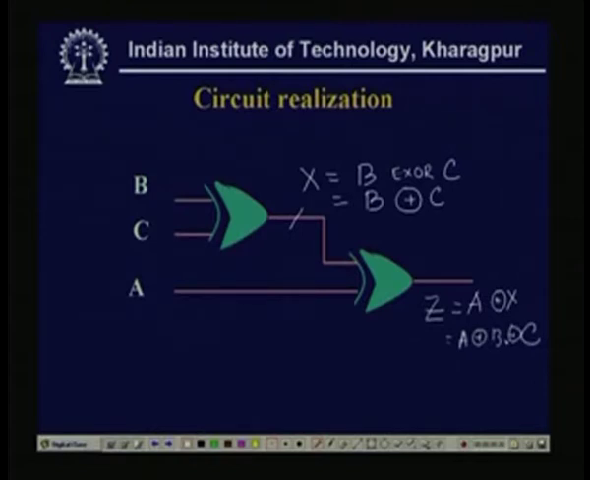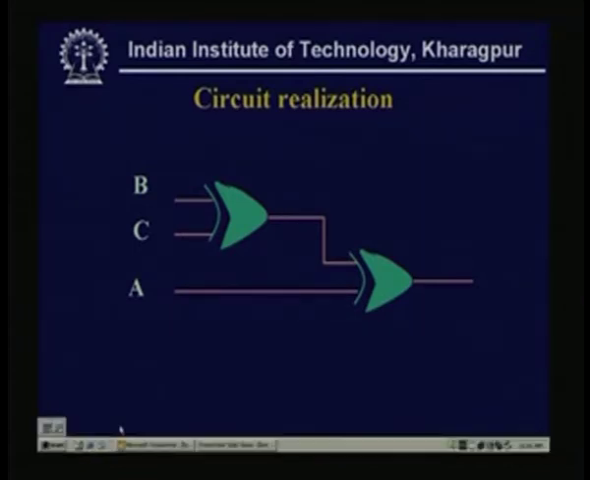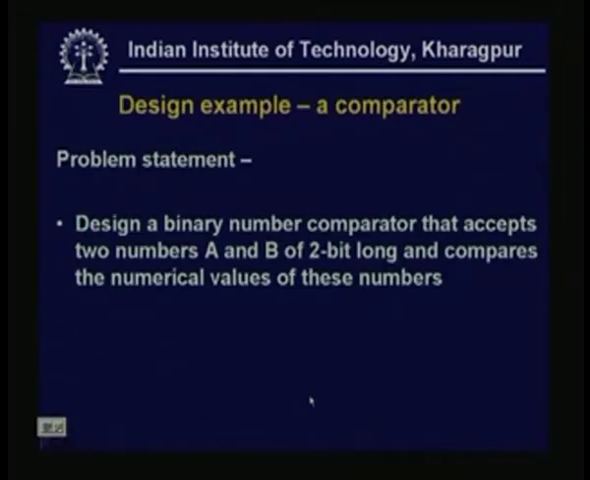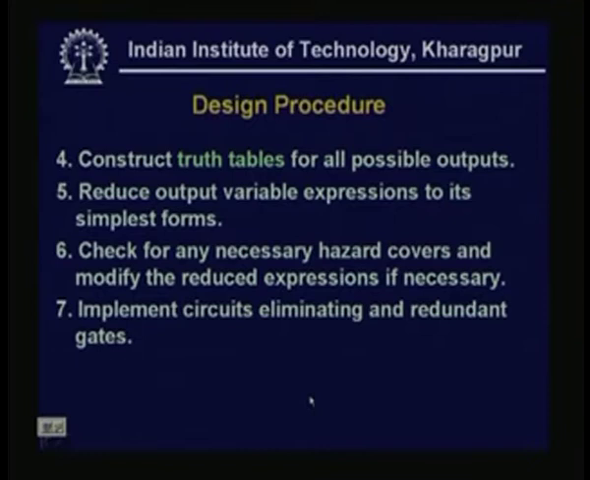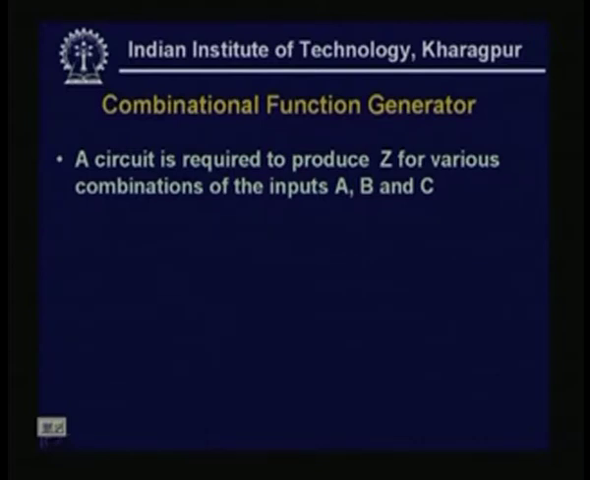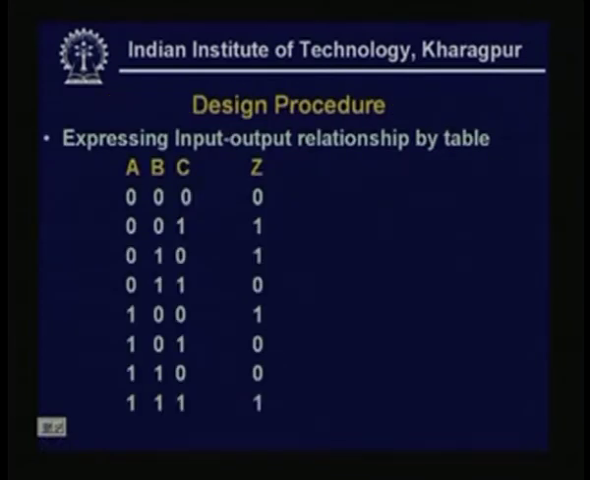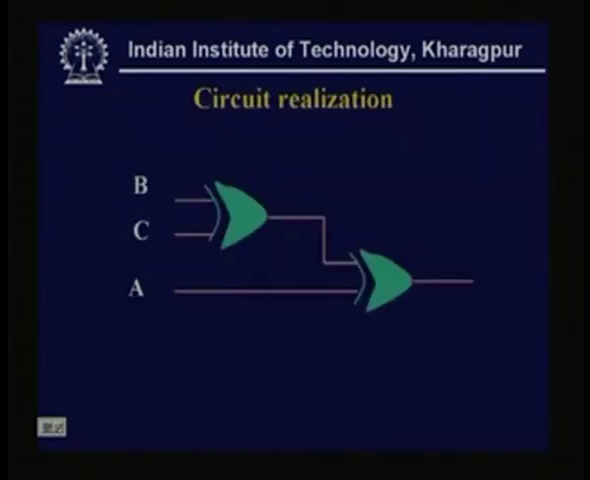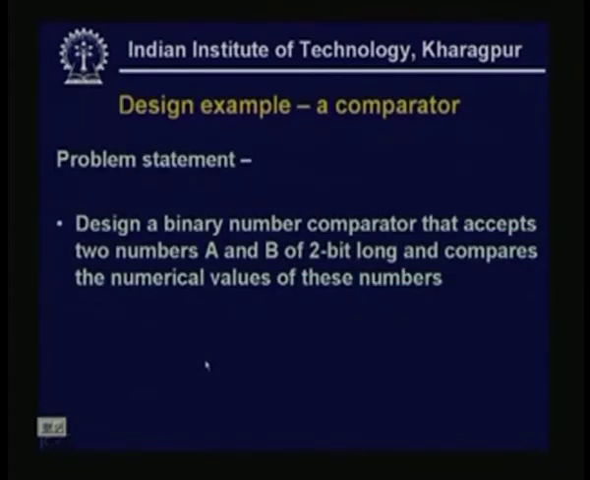Now, see, if I use only XOR, then instead of the 5 AND OR gates that we have realized there initially, here only 2 XOR gates are needed. So, this can be a circuit realization of that particular function. Now, we consider a bigger example.